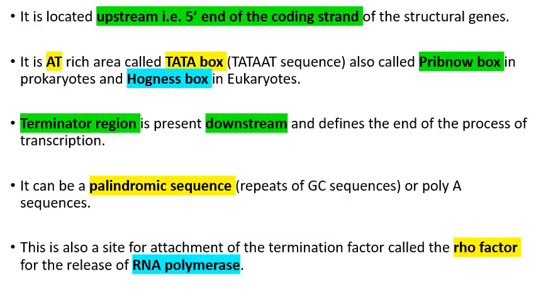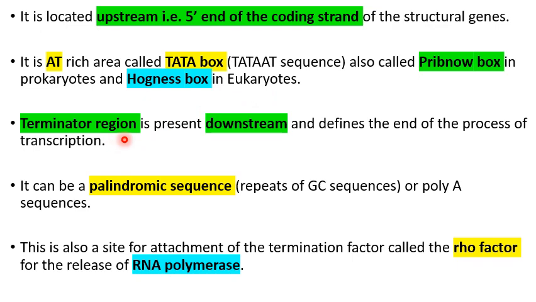In case of the promoter, it is a site where RNA polymerase binds to start transcription. It will be located upstream, that is the 5' end of the coding strand of the structural genes. It is an AT-rich area and that is called the start box, which is referred to as the Pribnow box in prokaryotes and the Hogness box in eukaryotes.